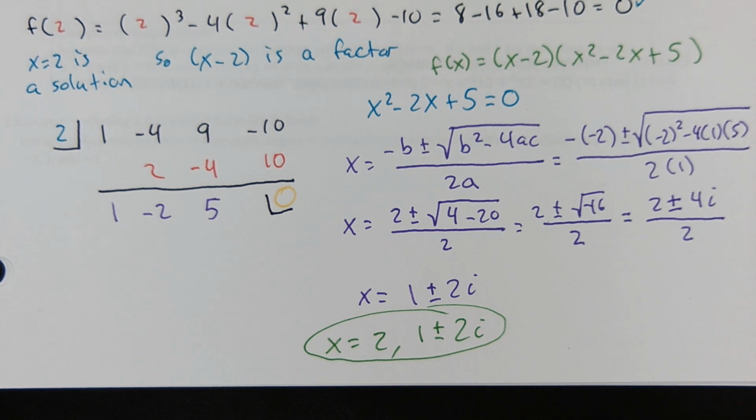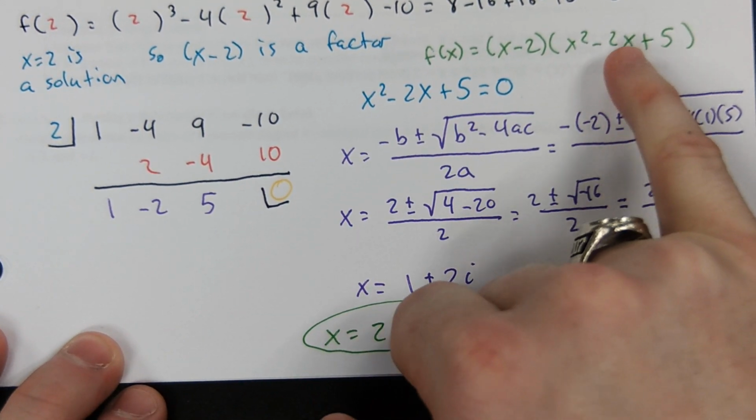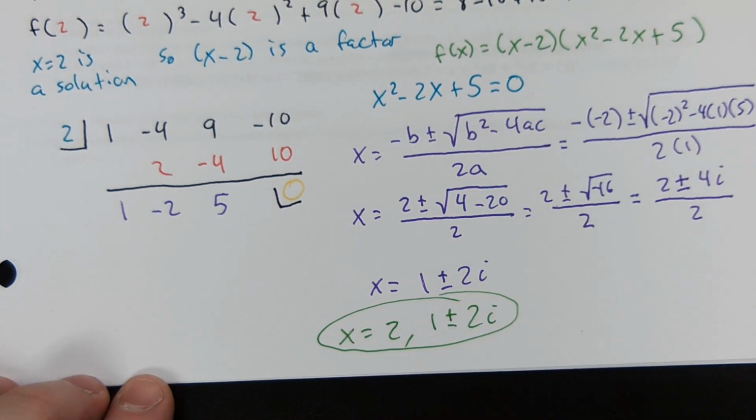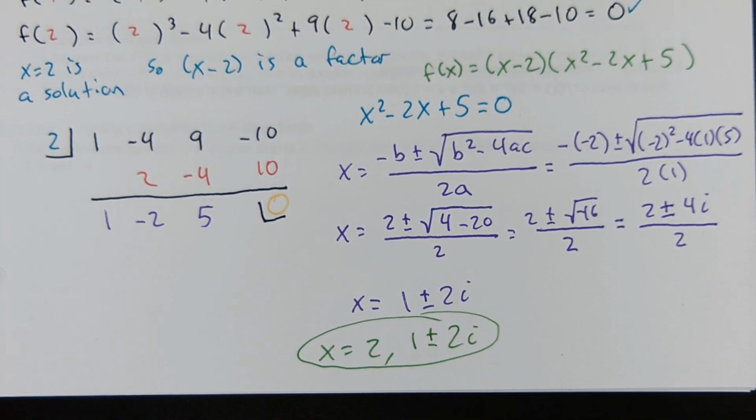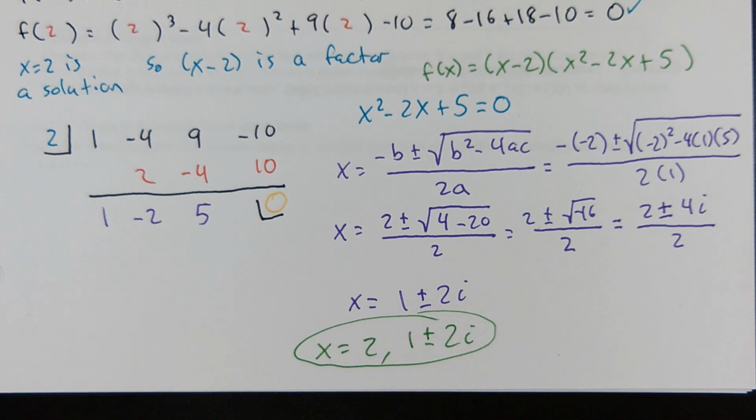The f of x is factored, because this is irreducible. Factored just means break it down into all of its individual multipliers. Solve for x, or find the zeros, or find the solutions, means what's going to make each one of those multipliers equal to 0. And that's why we let this quadratic be equal to 0 to solve for it.